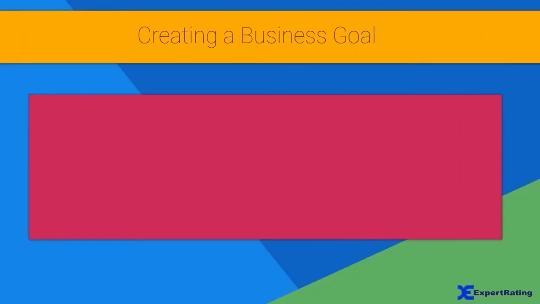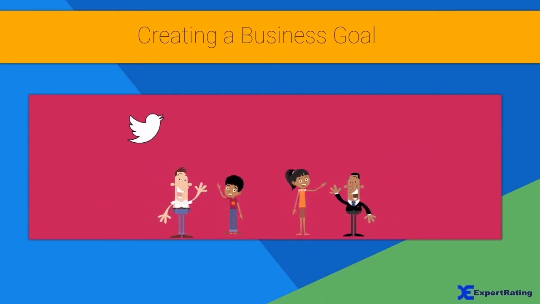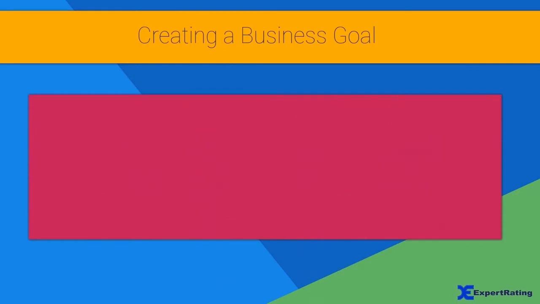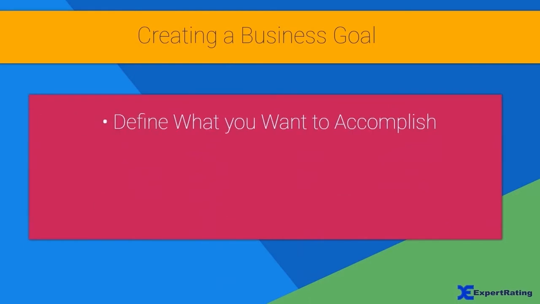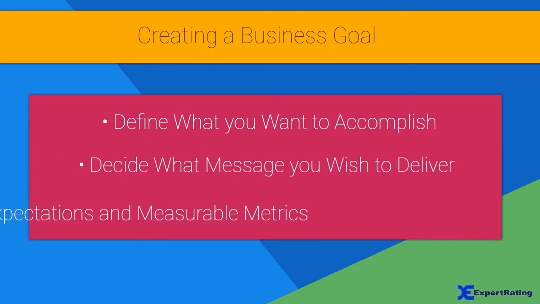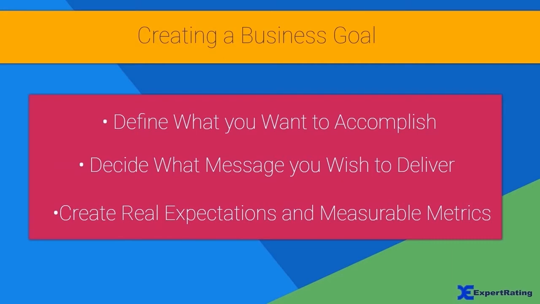The first requirement for developing a social media strategy is to create a business goal. Social media is a social platform. Your business goals should revolve around engaging with your target audience through social media. A social media strategy should be a universal tool and not geared toward any specific social site. First, you must 1. define what you want to accomplish. Then you must 2. decide what message you want to deliver in order to 3. create real expectations and measurable metrics.